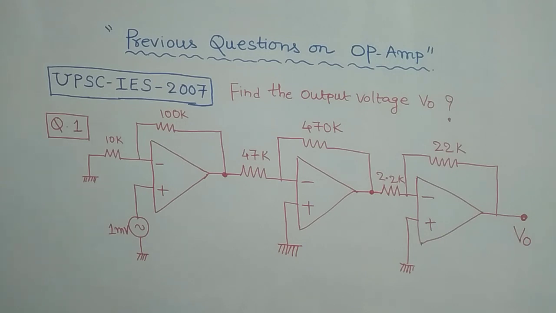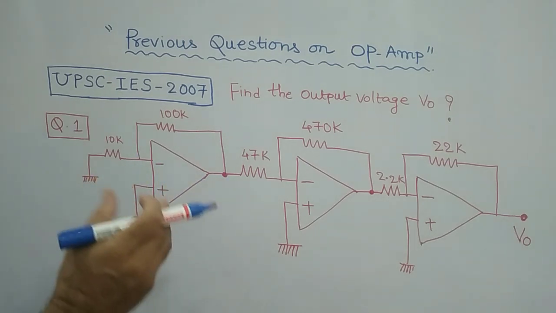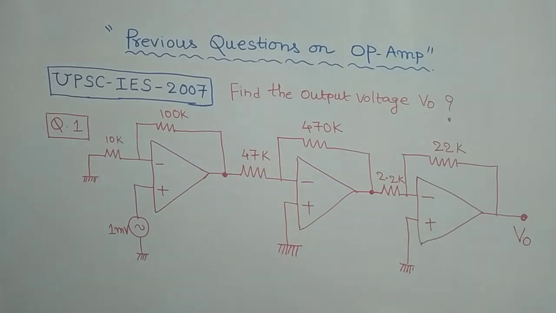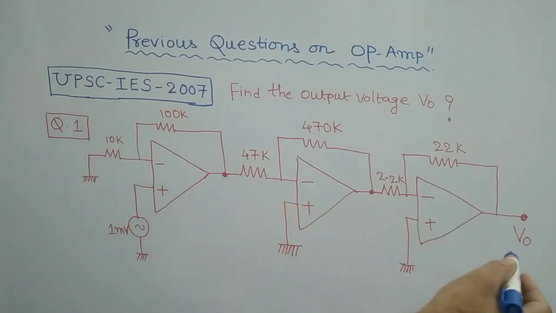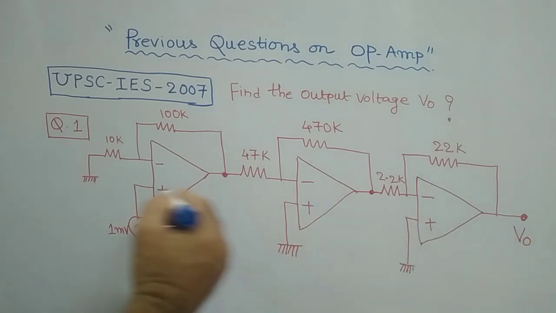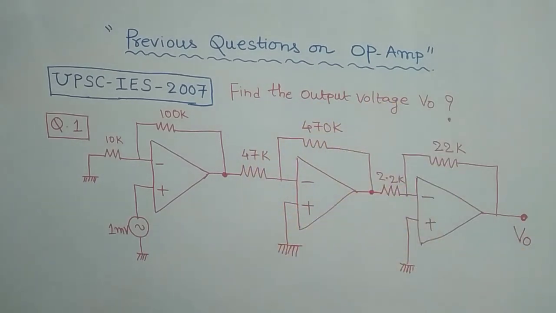In today's presentation also, I would like to explain one of the very important model questions which was asked in the UPSC IAS 2007 examination. So let us see this particular circuit. This is the given circuit which was asked in IAS 2007. In this circuit, you are asked to find the output voltage V naught, the output voltage V naught.